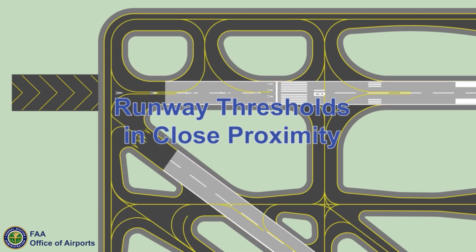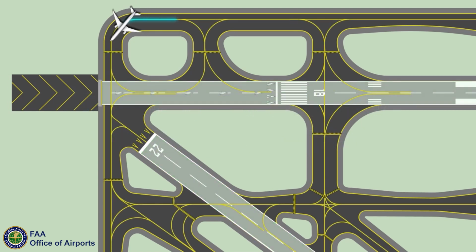Runway thresholds in close proximity may confuse pilots, resulting in runway incursions and wrong runway takeoffs or landings. In this example, a pilot who stops at the runway hold line and is given clearance for takeoff on runway 18 may mistakenly see the adjacent runway 22 threshold and take off on runway 22.